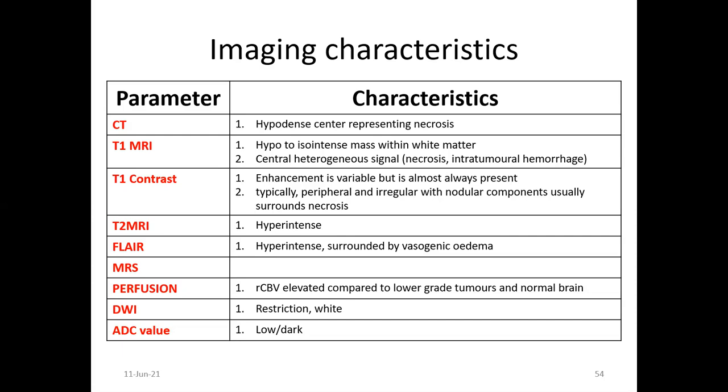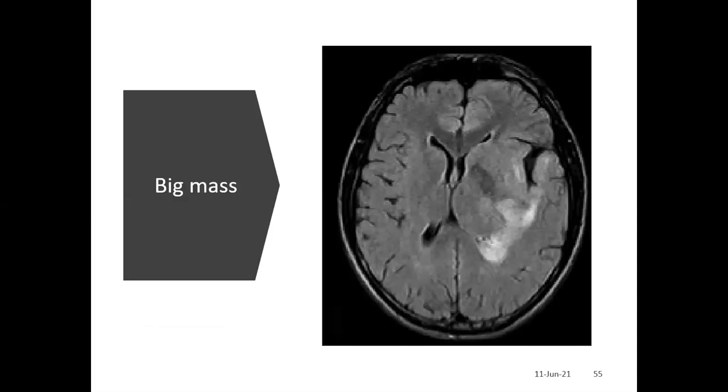On diffusion weighted image, because of its highly malignant nature, there will definitely be restricted diffusion and it is white in appearance. If you see the ADC values, because of restricted diffusion, the ADC value is low and the ADC map looks dark. The lesion can happen anywhere, in any part of the brain.